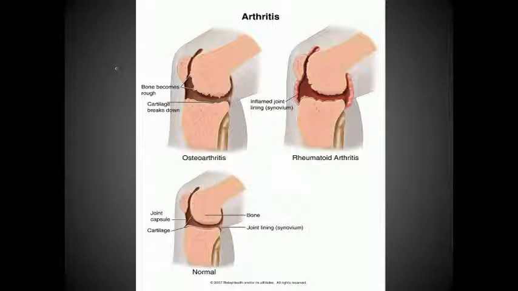Here we can see osteoarthritis versus rheumatoid arthritis. So as we can see, in rheumatoid arthritis, the joint lining becomes inflamed, which attributes to the arthritis. Whereas osteoarthritis develops bone spurs all along, which decreases the amount of joint space.